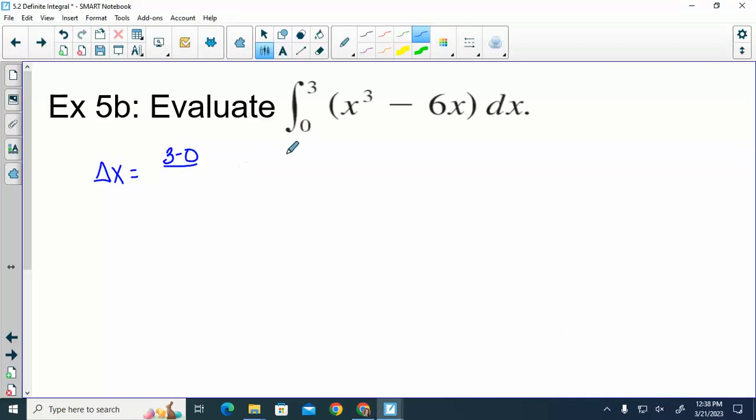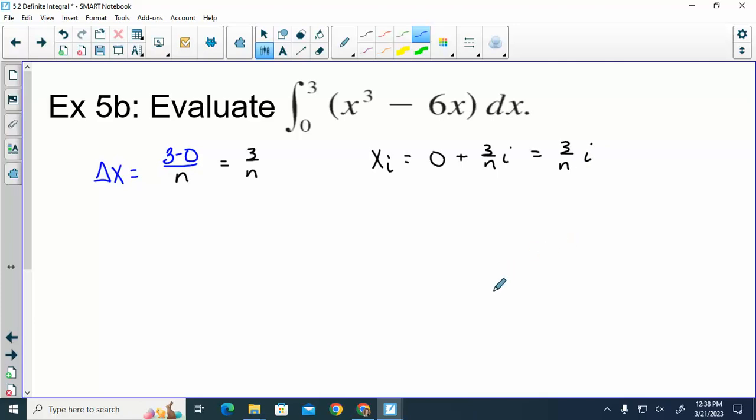To find the exact, change in x is the same way, except we don't know how many rectangles. So it's 3 minus 0 over n, or just 3 over n. X sub i is our starting point, which was 0, plus the change in x times i. So we get 3 over n i.